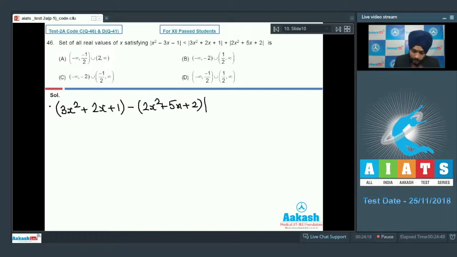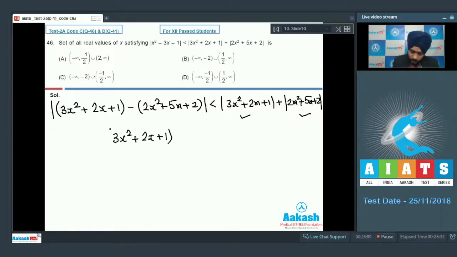Whole modulus, which will reduce to x square minus 3x minus 1 less than the sum of two moduluses, 3x square plus 2x plus 1 plus 2x square plus 5x plus 2. So, students, modulus of a minus b less than mod a plus mod b. The only possibility is that a into b is positive. So, the product of these two terms has to be positive. 3x square plus 2x plus 1 into 2x square plus 5x plus 2 has to be positive.